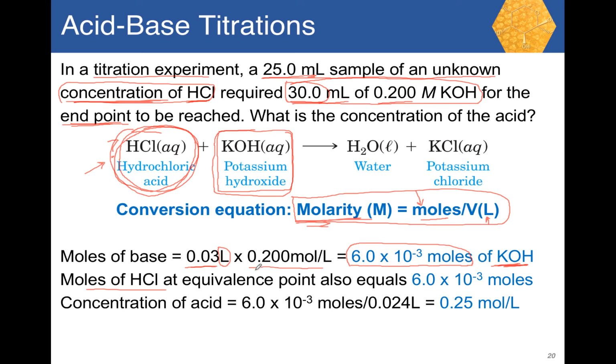So at the equivalence point, the number of moles of HCl is also equal to 6.0 times 10 to the negative 3. So all we need now is to calculate the concentration or the molarity. So we go back to this equation, or this conversion factor, and of course we know the molarity is equal to moles per volume in liters. We know the moles because it's the same, and the volume is 25 mL. By the way, this should be 25, which is 0.025 liters, and this is equal to 0.25 moles per liter, or that is the molarity of our acid.